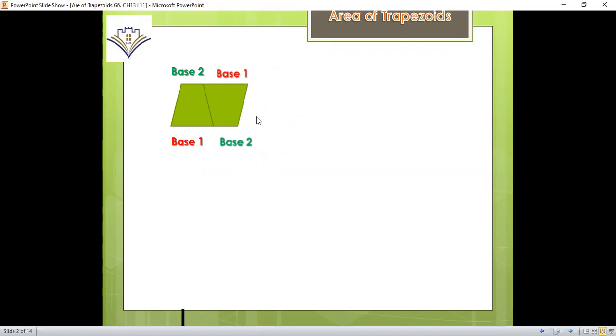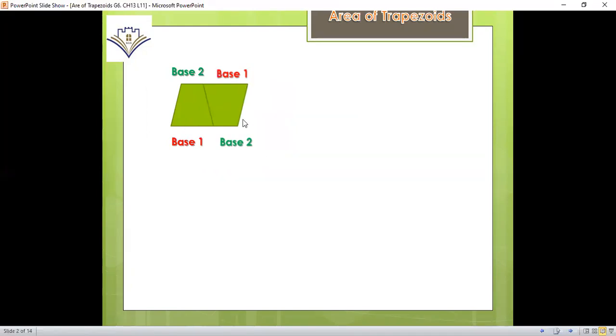Okay, we move it again. Look, we move it. What happens? These two trapezoids form a parallelogram. Then there is a relation between trapezoid and parallelogram. Try to think what the relation is between both.